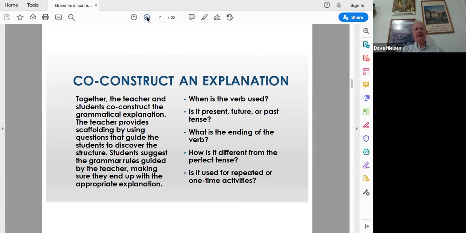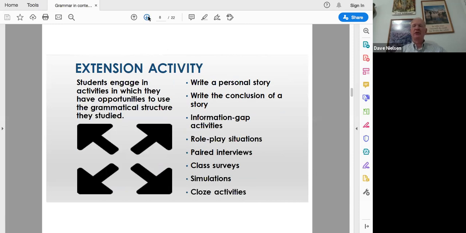Then after doing the co-construct, you have them do an extension activity. Students engage in activities in which they have opportunities to use the grammatical structure that they studied. So they could write a personal story, write a conclusion to the story, do information gap activities together with partners, do role play situations, have them pair up and do an interview. You could do a class survey with each other, a simulation, or even some of the cloze activities that we showed you before. The old school way is another way to do an extension activity.